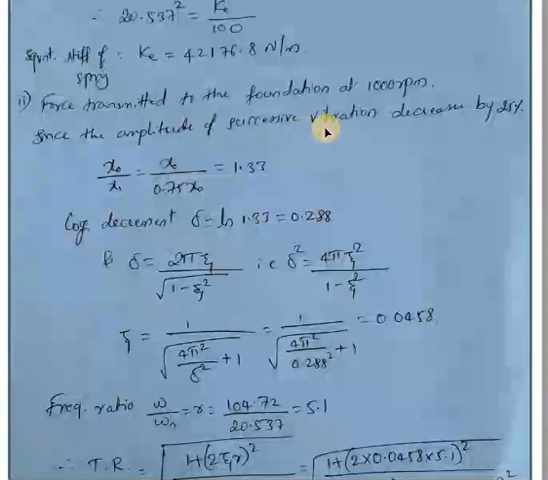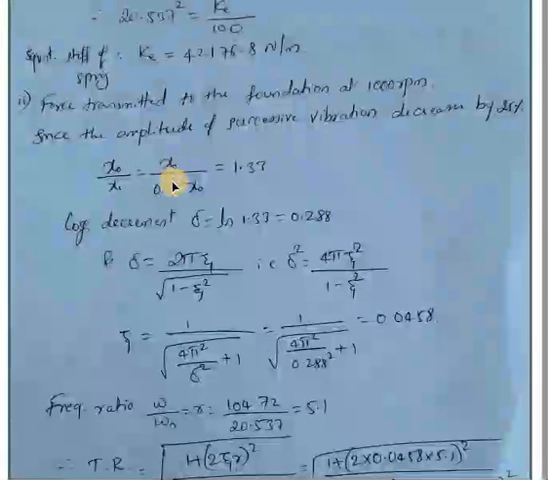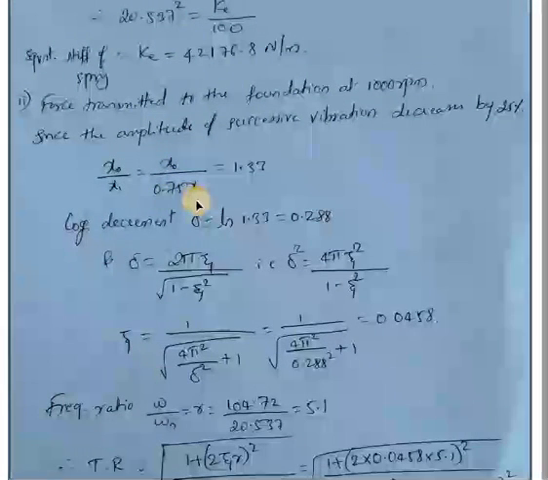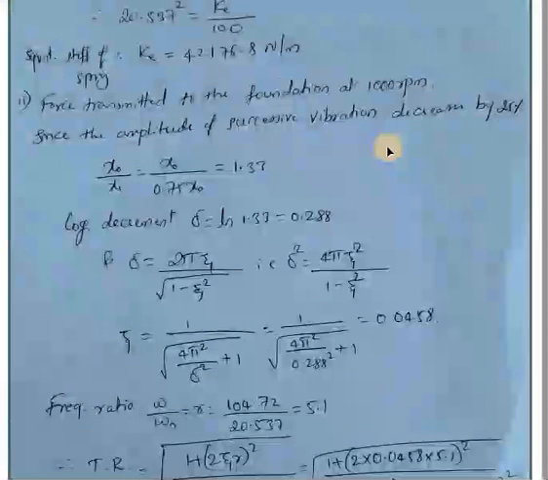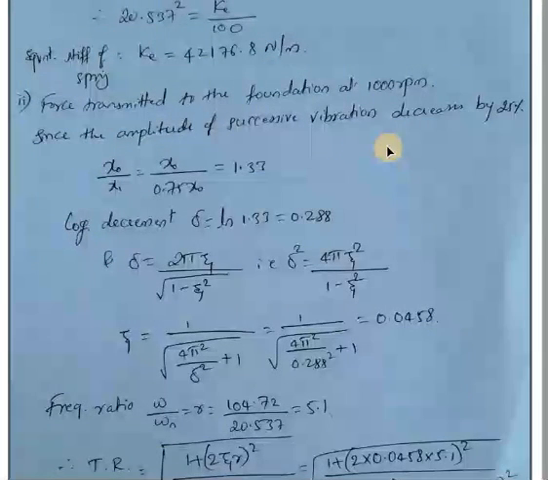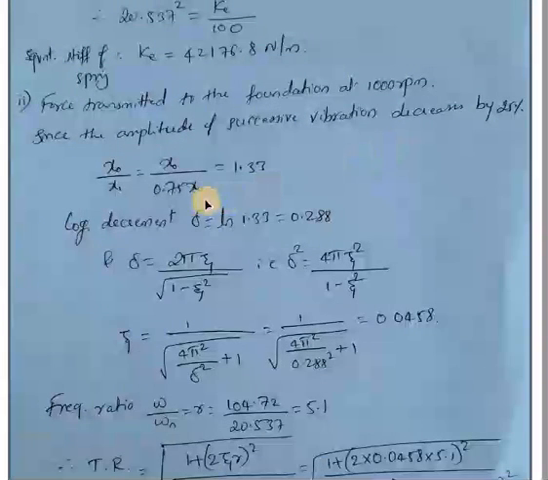Then the second thing is force transmitted to the foundation at 1000 rpm. The amplitude of successive vibration decreases by 25%, which he has given. So here you cannot avoid the damping because the amplitude is decreasing according to the given statement. So x0 by x1 equal to x0 divided by 0.75 times of x0. That means the successive amplitudes are decreasing by 25% of the initial value, so the next value will be 25% less, which means its actual value will be 75% of the initial value. So that is what he has written here.